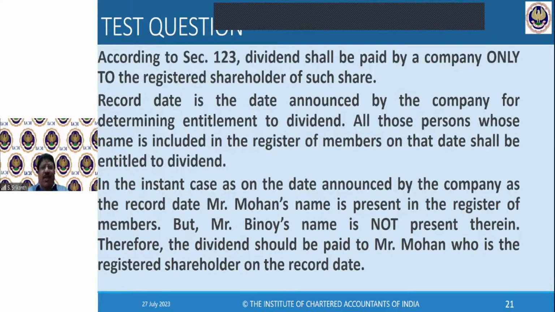AGM can be held after 30th September because it should be held within 6 months from the close of the financial year. Or 15 months between two AGMs, you can extend it by another 3 months. Okay, provided you get the approval of the registrar. This is to answer Mr. Reddy's question.